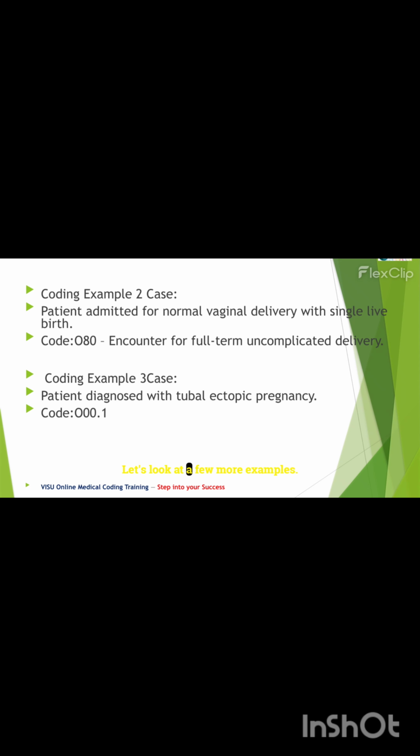Let's look at a few more examples. When a patient is admitted for a completely normal vaginal delivery of a single live baby, we simply use O80. If the case involves a tubal ectopic pregnancy, as we mentioned earlier, the code is O00.1. These examples show how the codes directly reflect the clinical reality of the encounter.